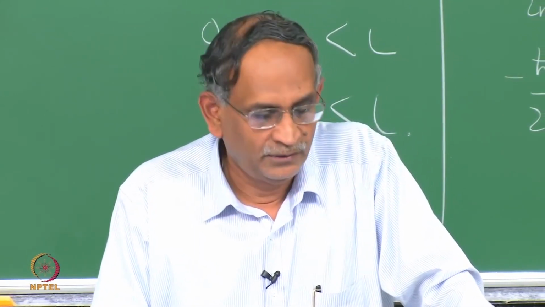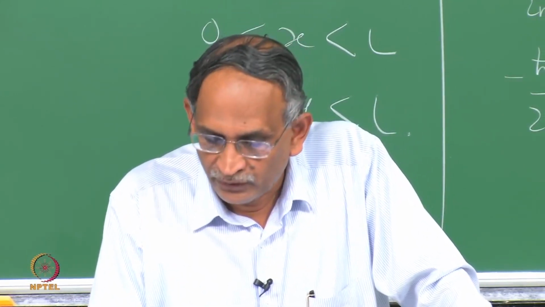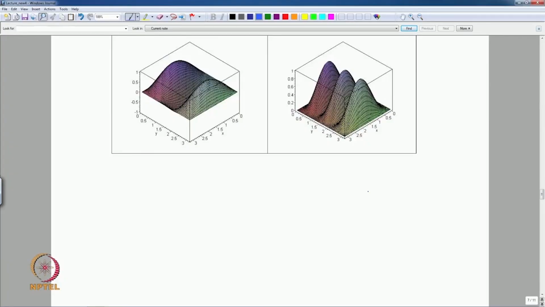What does this picture represent? There is 1 here along the x-axis, and there are 3 peaks. Therefore, this is y is 3 and x is 1. So, it is psi 1 3 square of xy.